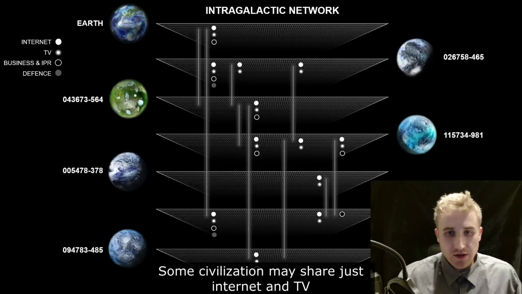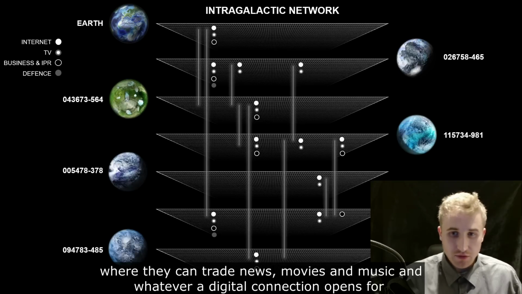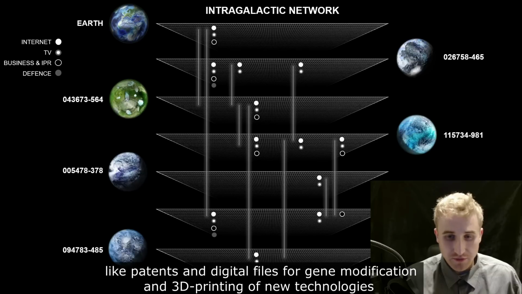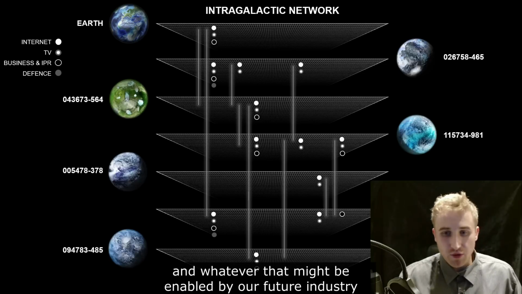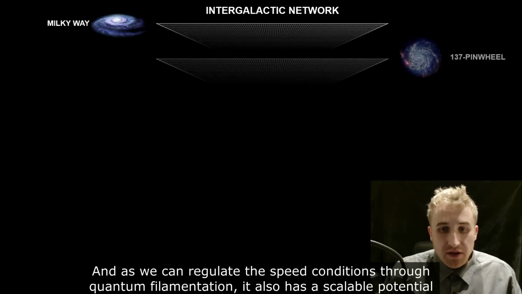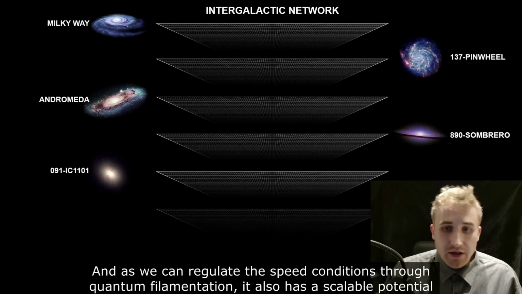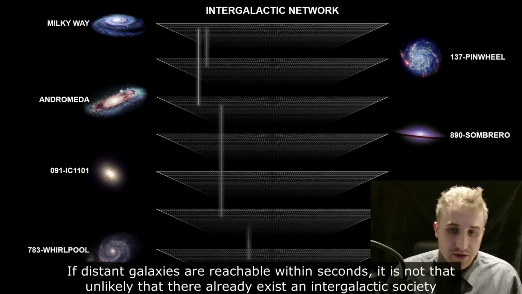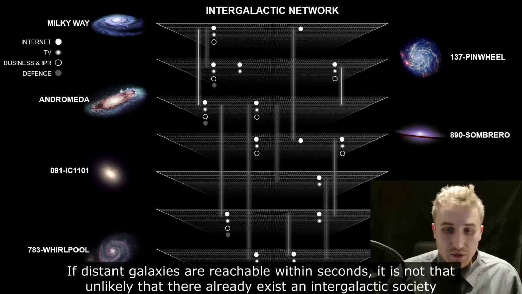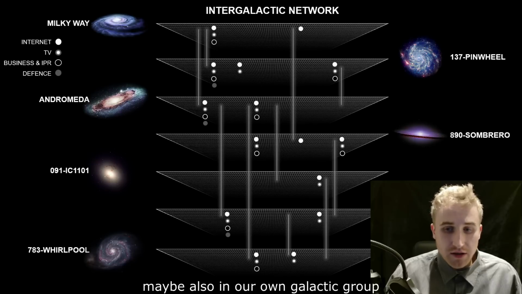Some civilizations may share just internet and TV where they can trade news, movies, music and whatever a digital connection opens for, while other civilizations may also exchange business cooperations and intellectual properties like patents and digital files for gene modification and 3D printing of new technologies, and whatever might be enabled by our future industry. And as we can regulate the speed conditions through quantum filamentation, it also has a scalable potential. If distant galaxies are reachable within seconds, it is not unlikely that there already exists an intergalactic society, maybe also in our own galactic group.